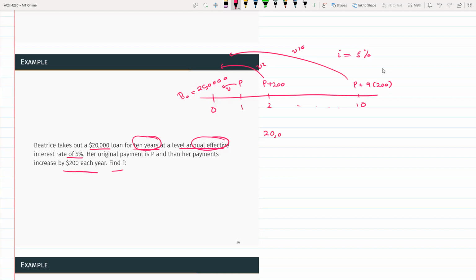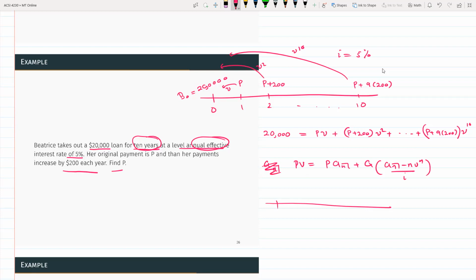So 20,000 equals P times v plus (P plus 200) times v squared, all the way up to (P plus 9 times 200) times v to the 10. Okay, so this is basically an arithmetically increasing annuity. So what is the present value of an arithmetically increasing annuity? Let me write the present value: P times a_n plus Q times (a_n minus n v^n) over i. The first payment is P, the next is P plus Q, so the last is P plus (n minus 1) times Q.